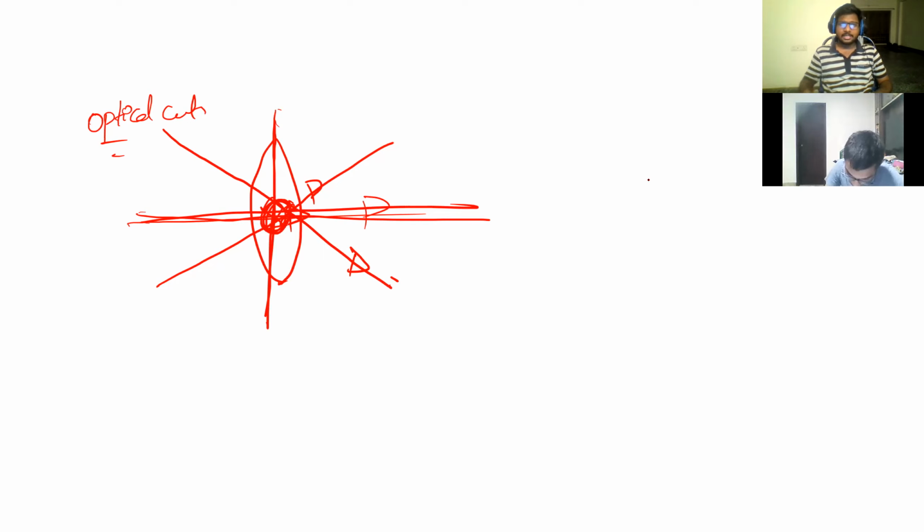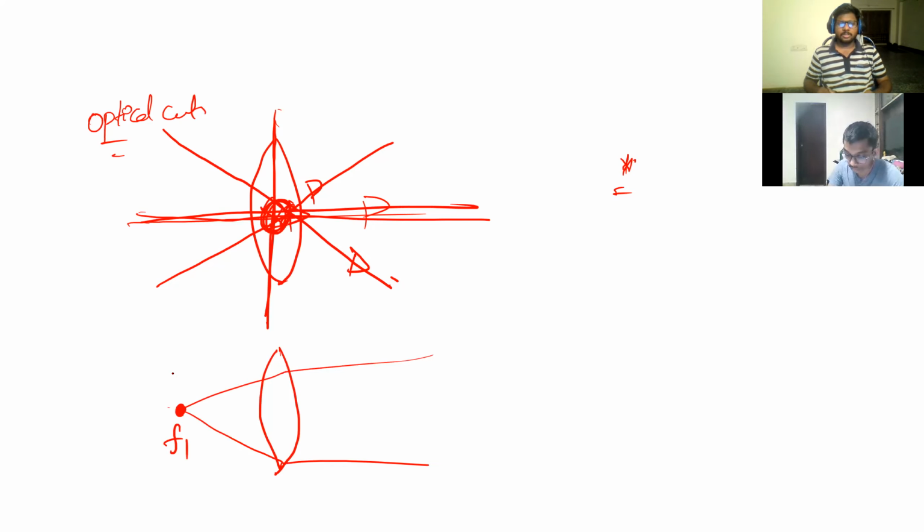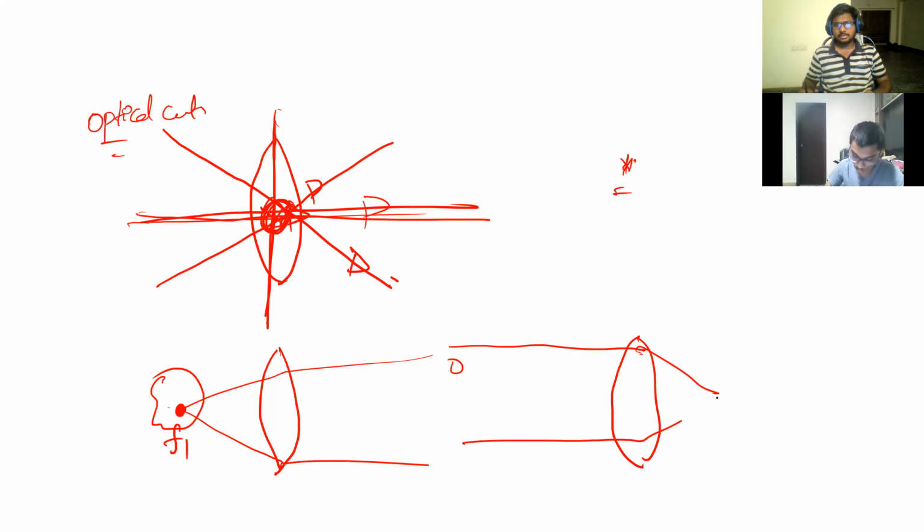Next, the principal focus. The important thing is that it has two focal points. Suppose you keep an object at focus 1, then the image will be formed at infinity. This is one focus. Now, if the object is at infinity, the image will be formed at the focus. This is another focus. So it will have two foci.